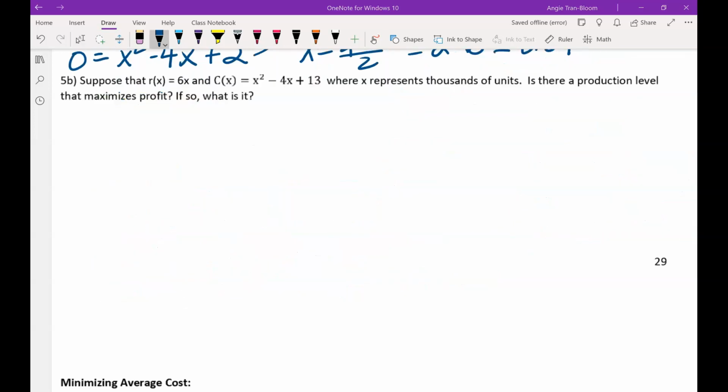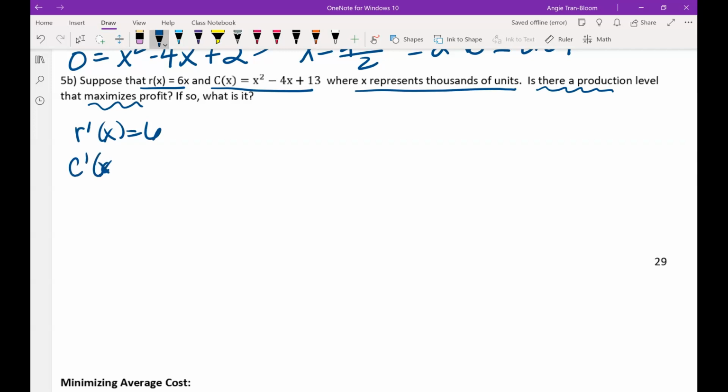Okay, this one's very similar. I'm giving you revenue, I'm giving you cost. x again is in thousands of units. And I'm looking for, is there a production level, okay, that means looking for x that maximizes profit. So let's do R prime, which is 6. Then you're going to do C prime of x, which is 2x minus 4. We set them equal to each other, add the 4 over, so 10 equals 2x. x is going to be 5.